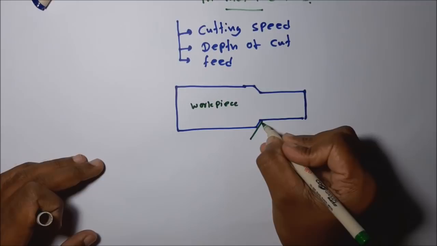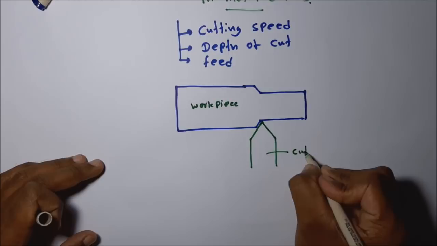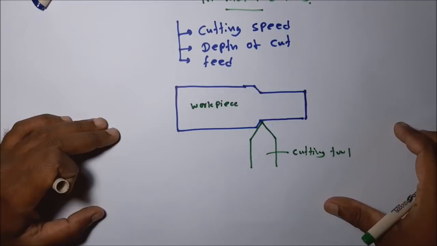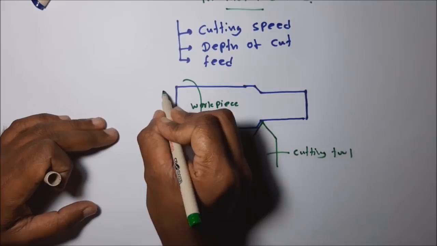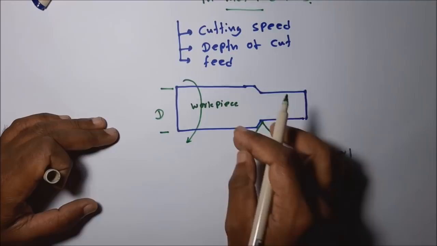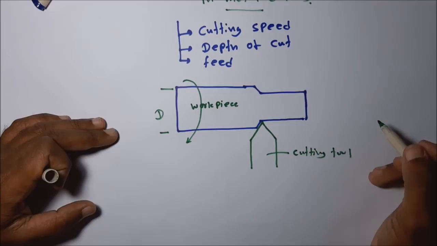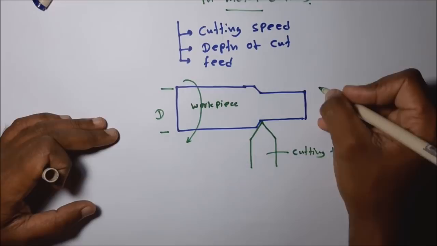And this is the cutting tool. Then you can see that against this cutting tool, the workpiece is rotating. The workpiece has the diameter D. What is the relative velocity between the cutting tool edge and the workpiece? What is the relative velocity?